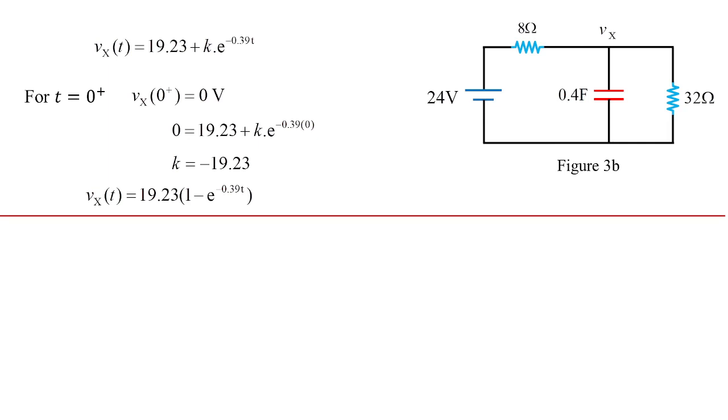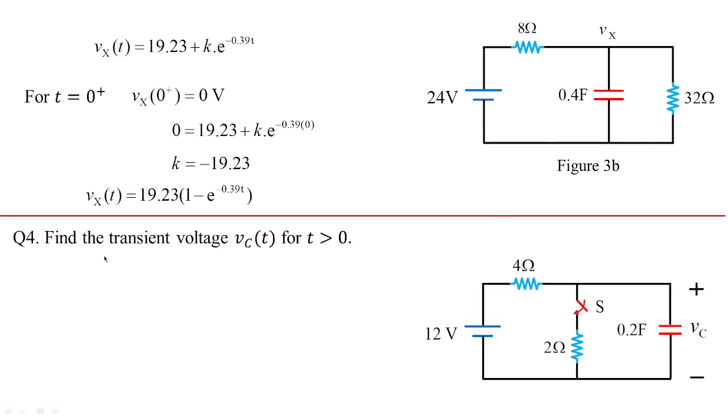And let us go with the last problem, that is finding out the transient voltage Vc of t for t greater than 0. Now you can see the switching position, unlike the previous problems, is set in between the circuit. Initially the switch was open, and the supply is connected to the capacitor through 4 ohms, hence the capacitor will develop some voltage. Then with the developed voltage, the switch will be closed, and we have to see the transient voltage. That is what we are going to see in this problem.